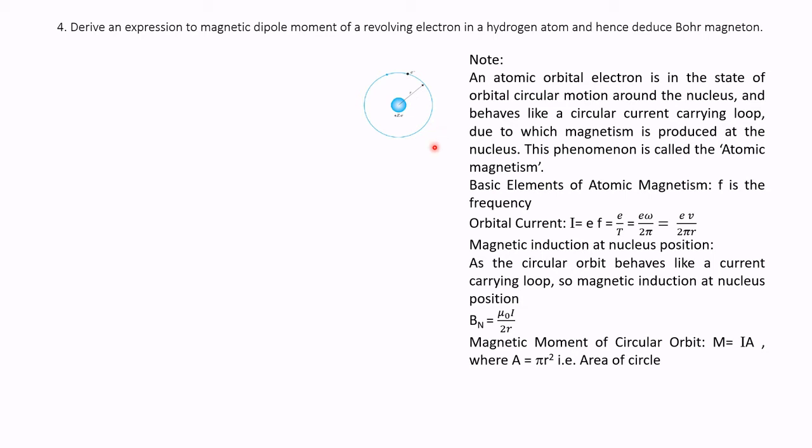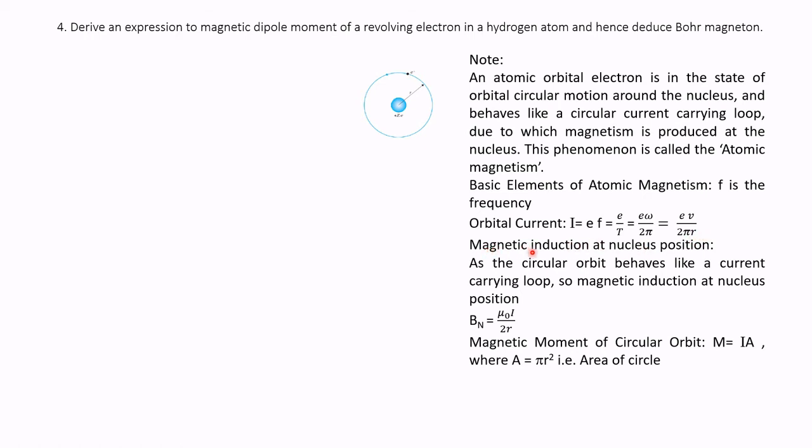Let us see. Let f be the frequency. Hence, the orbital current of this loop I is given by e into f, that is e by T, that is equal to e into omega by 2 pi, where omega is the angular velocity. That can be written as e into v, velocity, divided by 2 pi r. These are the fundamentals of velocity, angular velocity and the velocity of orbital electrons.